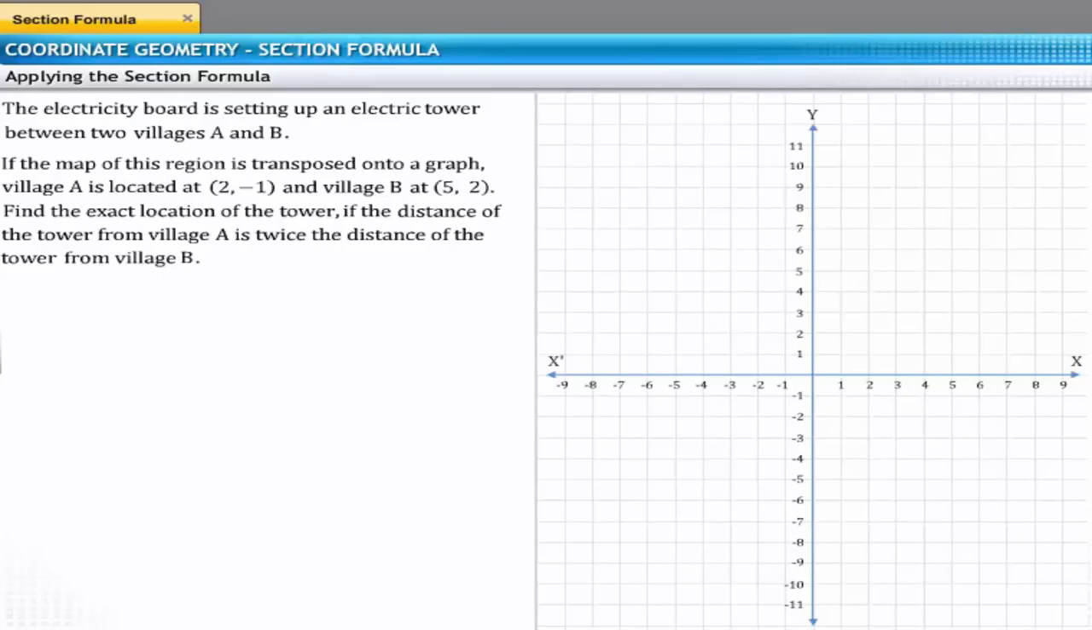Let's review the problem again. The village A is located at 2, -1 and village B at 5, 2. The distance of the tower from village A is twice the distance of the tower from village B. If the map of this region is transposed onto a graph, find the exact location of the tower.